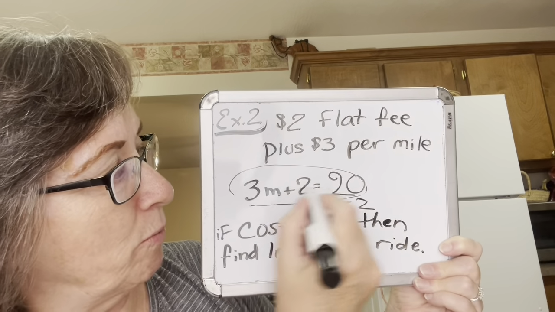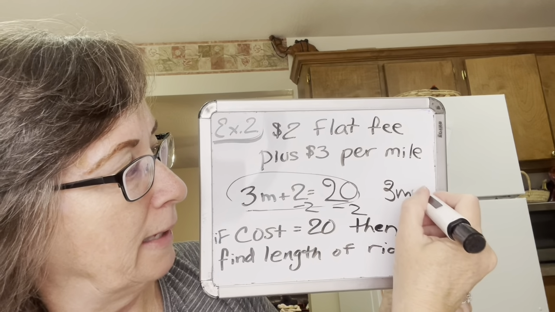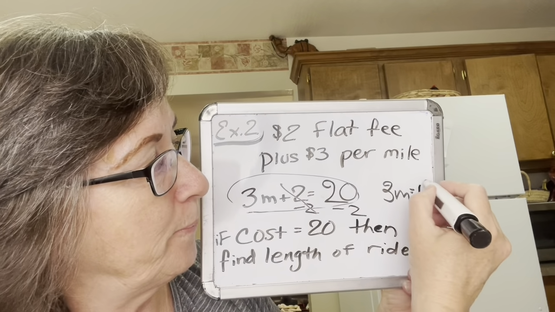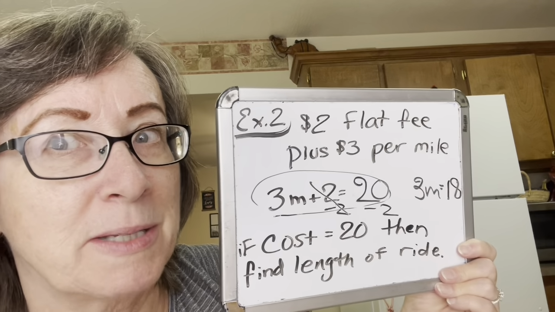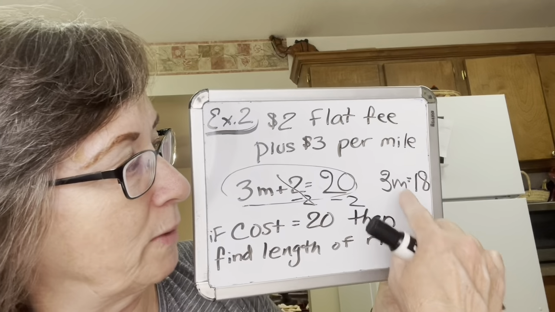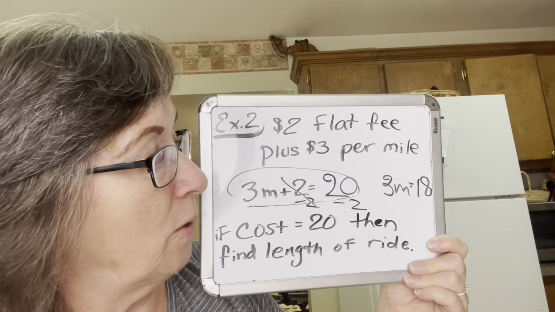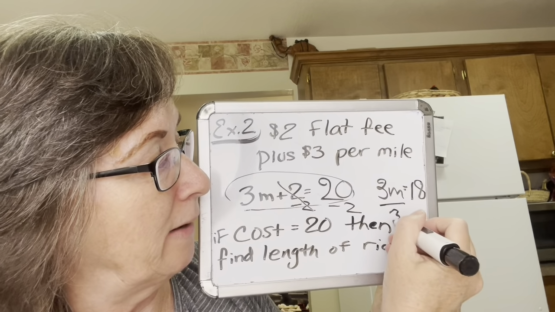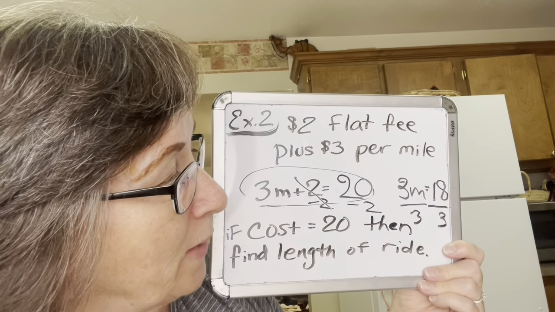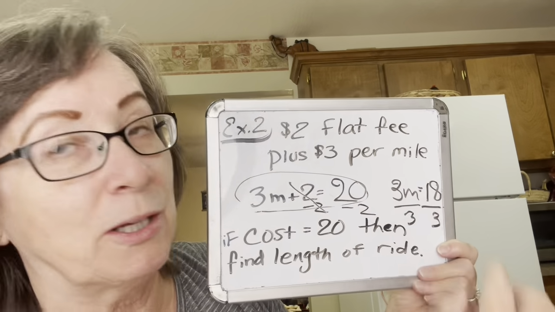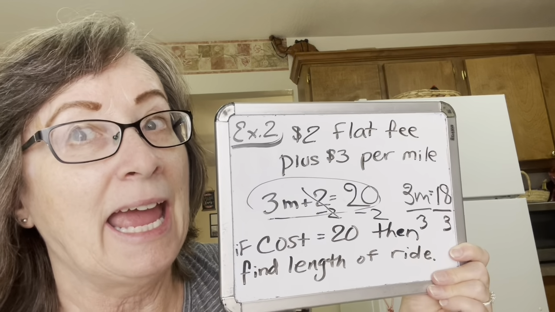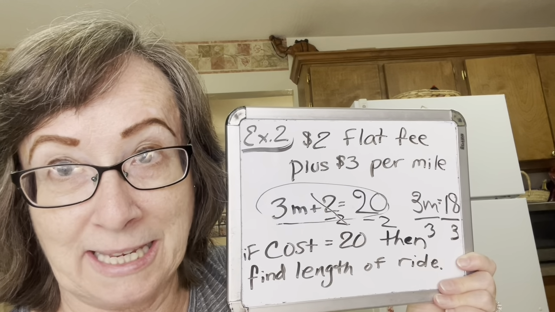So now I have 3M equals, this goes out, 20 take away 2 is 18. So I have 3 times the number of miles is 18. But I want the number of miles, which is what M stands for. So I will divide each side of the equation by 3. I always do the same thing to both sides of my equation. And then I end up with M equals 6. I went 6 miles in that taxi, and my fee was $20.